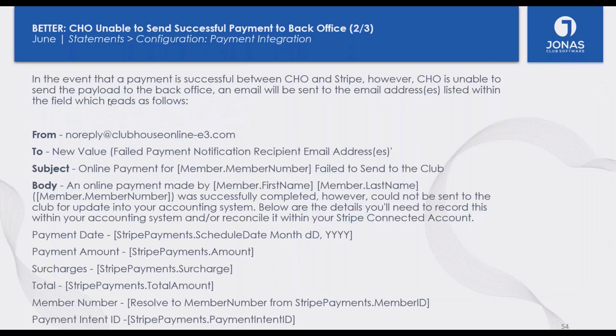So this is the scenario I was talking about. Payload to the back office is not able to send. We'll send the email to your staff and notify them that it failed to send to the club, give them all the details of it. So if they want to trace it through the Stripe dashboard, they can, through their own Stripe account, the connected account. All the information required to do so would be provided in that email message.